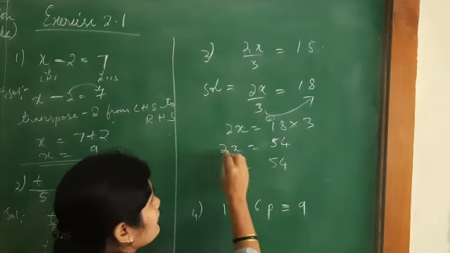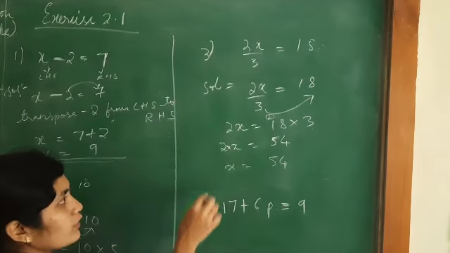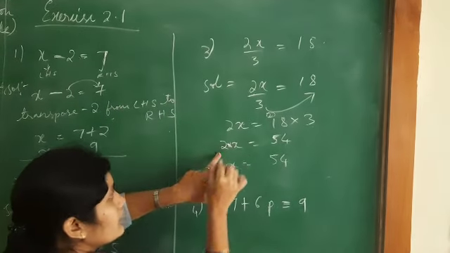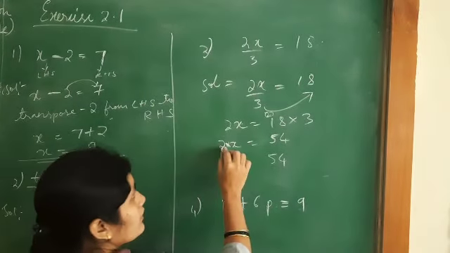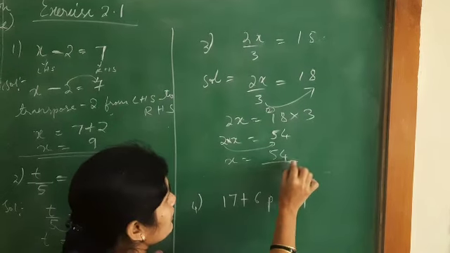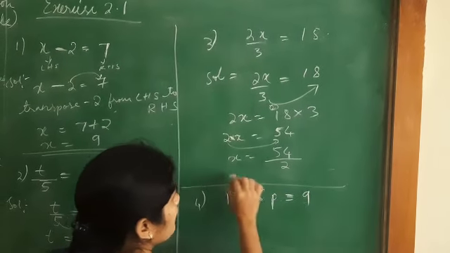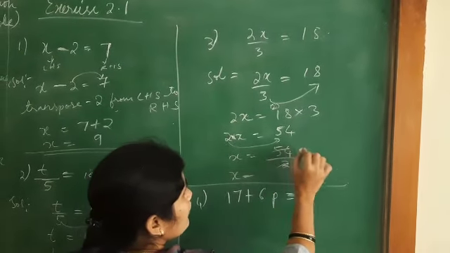This is multiplication: 2 into x. Here, if the sign is not given, it is understood as multiplication. If you transpose this here, it becomes division. So x is equal to 54 by 2. 2 ones are 2, 2 twos are 4, so x is 27.